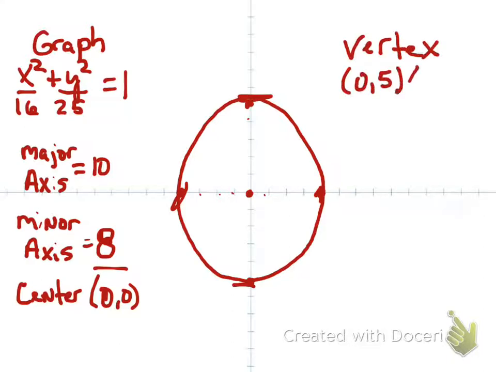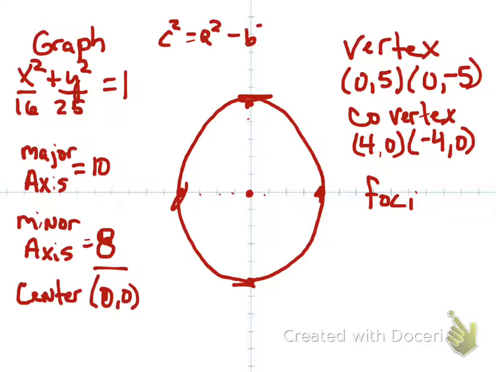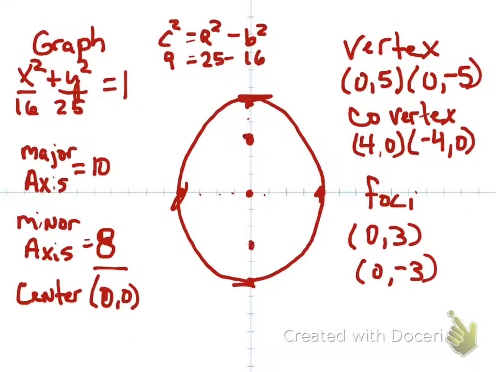So that would be 0, 5 and 0, negative 5. The co-vertices are the ones on the minor axis. So that would be 4, 0 and negative 4, 0. And then your foci: we have to find 25 minus 16, which is 9, and the square root of that would be 3. So I'd go up and down 3 from the center because the foci have to be on the major axis. So at 0, 3 and 0, negative 3.